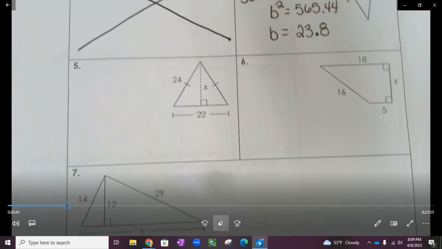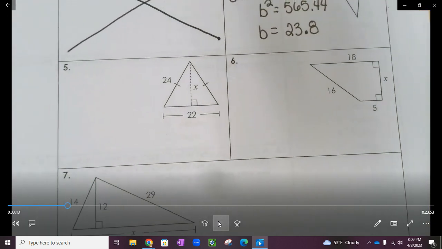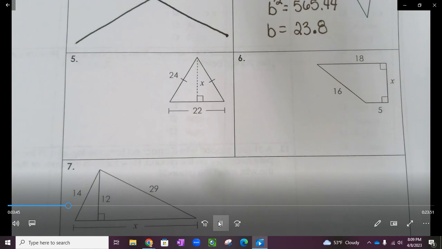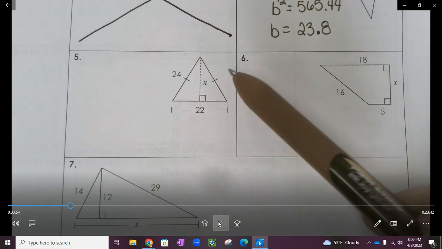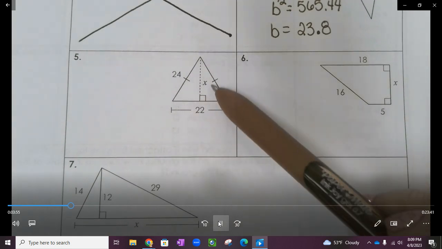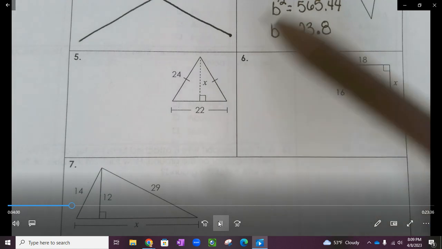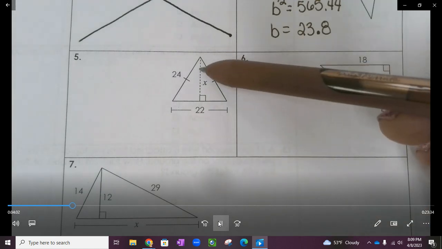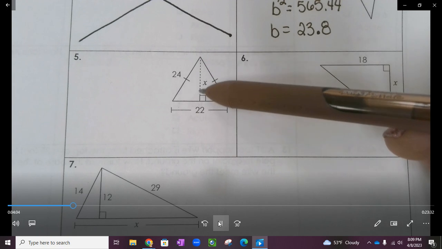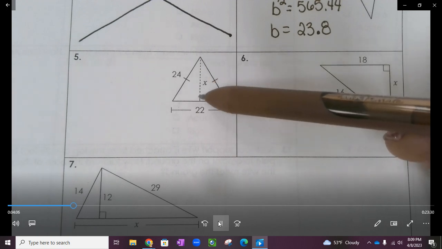Okay, so now let's go into some application problems where you have to figure out how you can use the Pythagorean theorem. All right, so what we're looking for are right triangles. Something you need to know, this is what kind of triangle? Okay, this is an isosceles triangle. In an isosceles triangle, when you drop, this is actually called an altitude. You don't need to know that right now. This is called an altitude.